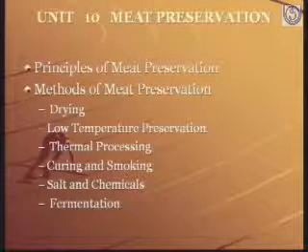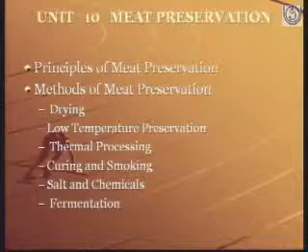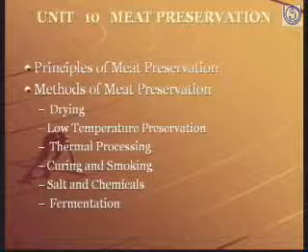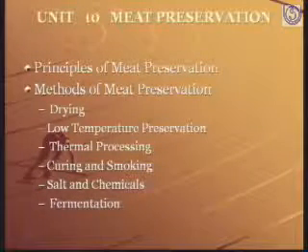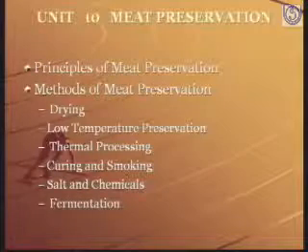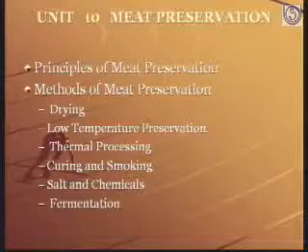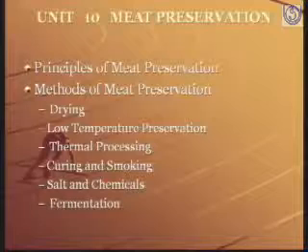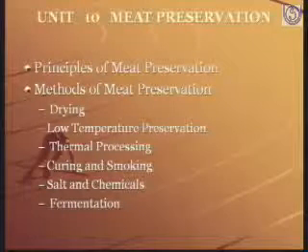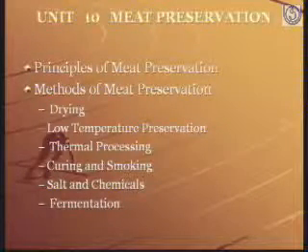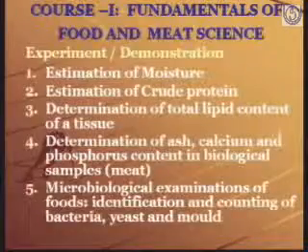So these things have been explained. Then the last unit is about meat preservation. So principles of meat preservation and methods of meat preservation, like drying, low temperature preservation, thermal processing, curing and smoking, salt and chemicals, fermentation. So these have been explained in this.